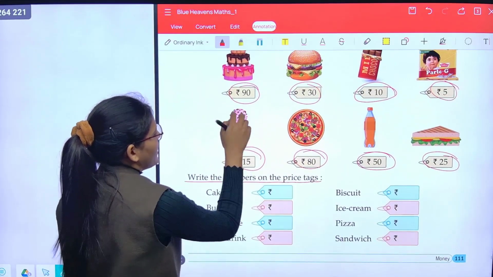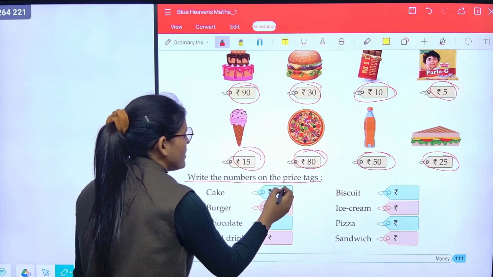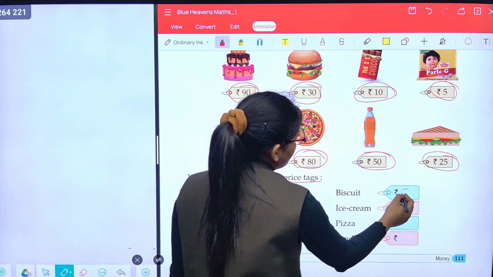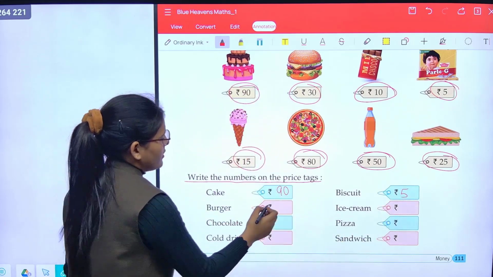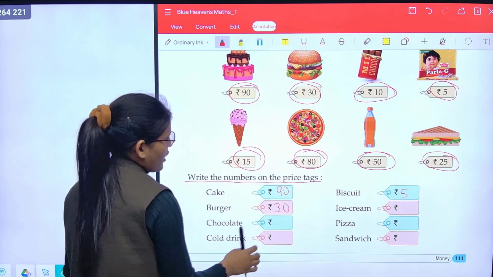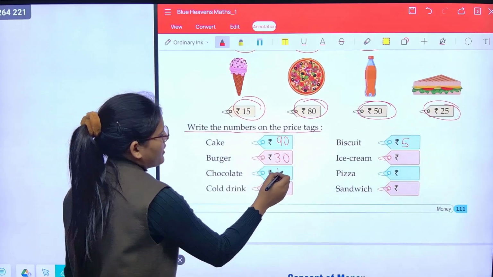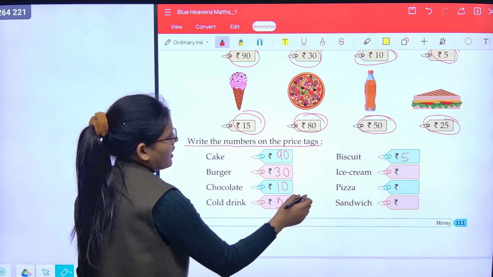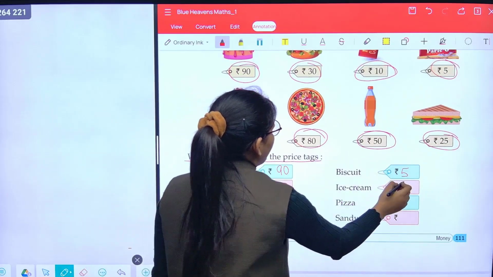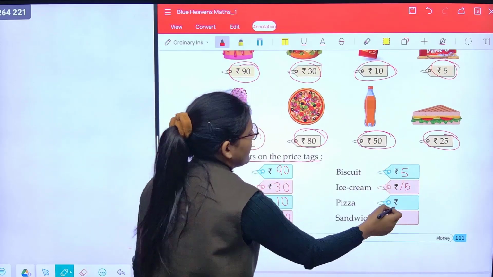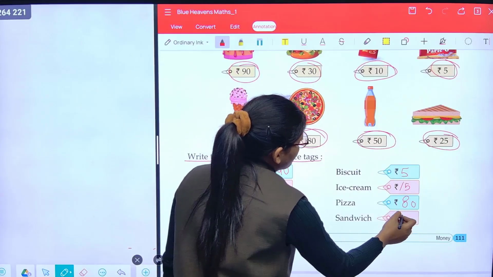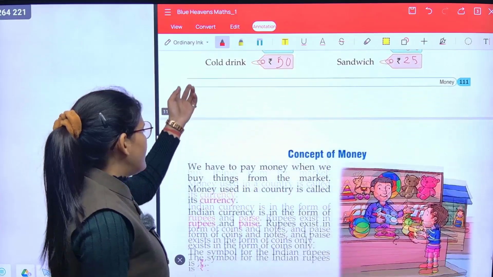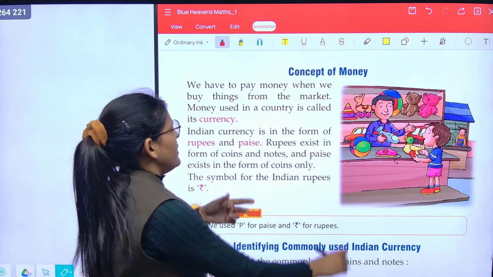Class, cake is for 90 rupees and biscuit 5 rupees, burger 30 rupees, chocolate 10 rupees and cold drink 50 rupees, ice cream 15 rupees, pizza 80 rupees and sandwich 25 rupees. Understand class? Now class, concept of money.